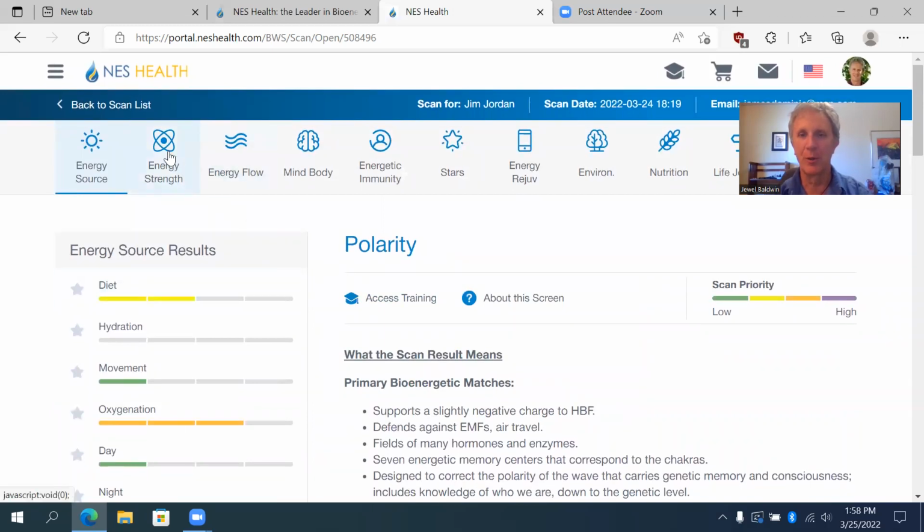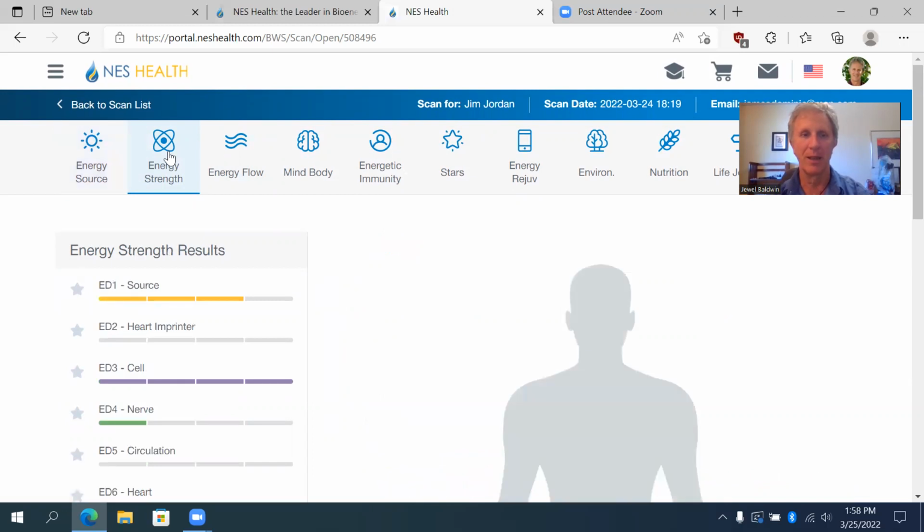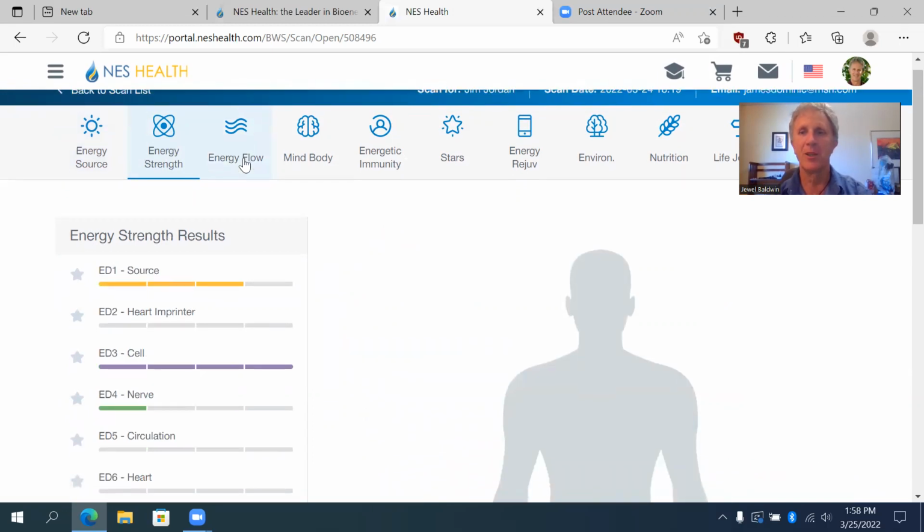I'm going to go over one more screen here for this video shoot because I think it's important. We can go to energy strength. Okay. Energy strength is also about energy too. So like energy source is the source of energy. Strength is the strength of the different systems of the body, different organs and systems of the body.